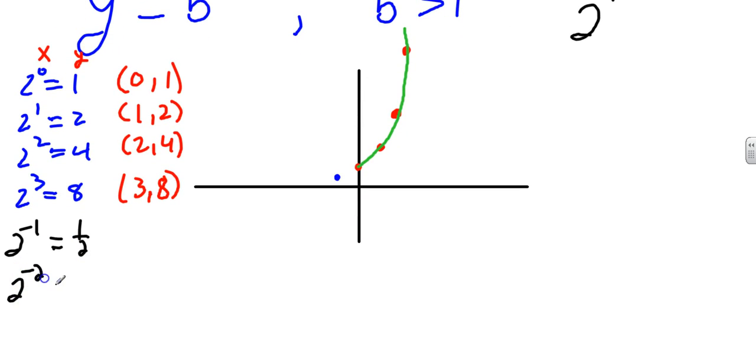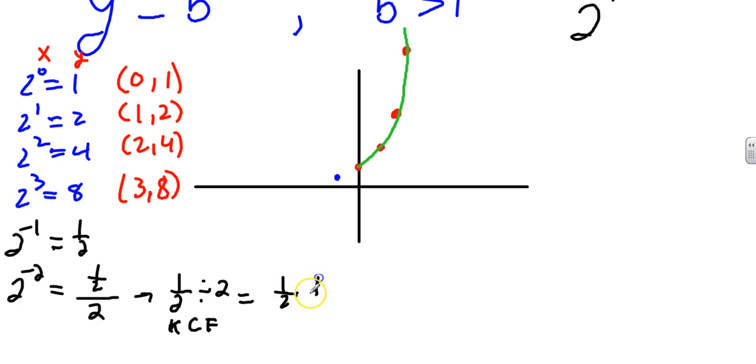If we had 2 to the negative 2, we would still take that same answer and divide it by 2. You could rewrite that one as 1/2 divided by 2. And again, if you go back to your 7th or 8th grade math, that's where you keep it, change it, and flip it. So that is 1/2 times 1/2. Make that 2 a fraction, 2 over 1. So that would make that 1/4. So that gets even smaller.